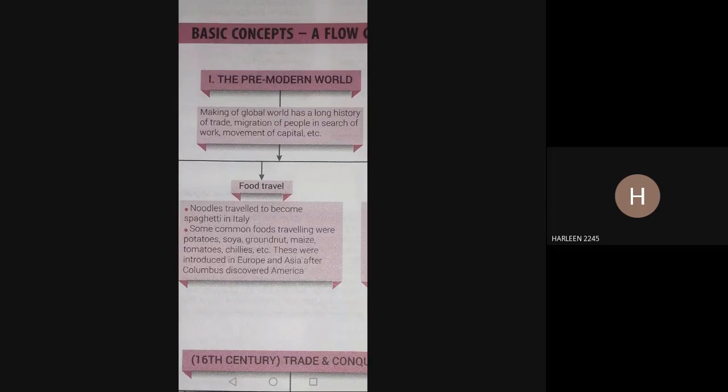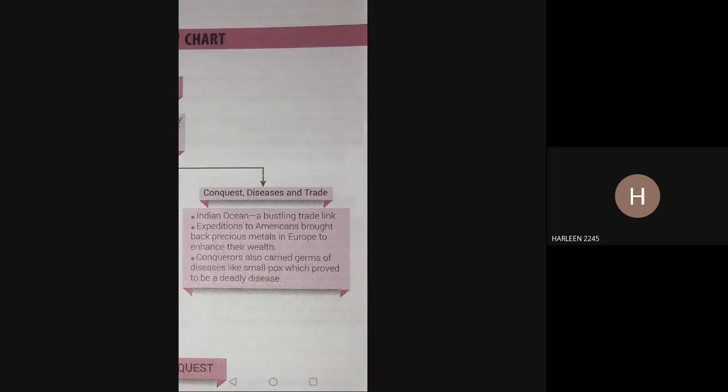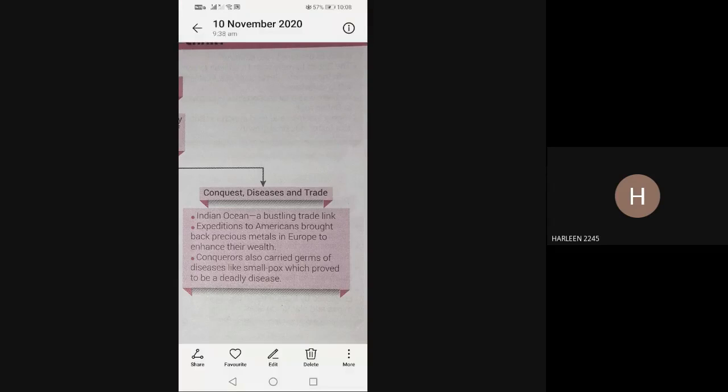Then we shall talk about the conquest, disease, and trade. The first one is that the pre-modern world shrank after European sailors found a sea route to Asia and America in the 16th century. Conquest, disease, and trade: we will talk about the Indian Ocean. It was a bustling trade link. Expeditions of Americans brought back precious metals to Europe to enhance their wealth.